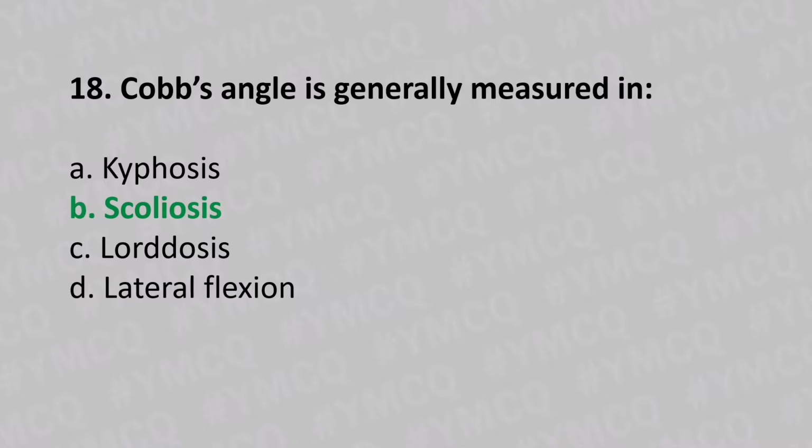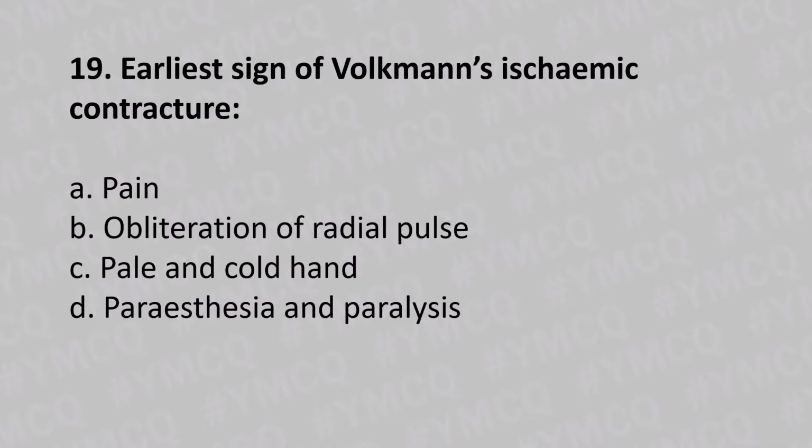Moving to our 19th question. Earliest sign of Volkmann's ischemic contracture. Option A, pain. Option B, obliteration of the radial pulse. Option C, pale and cold hand. Option D, paresthesia and paralysis. And the answer is option A, pain.